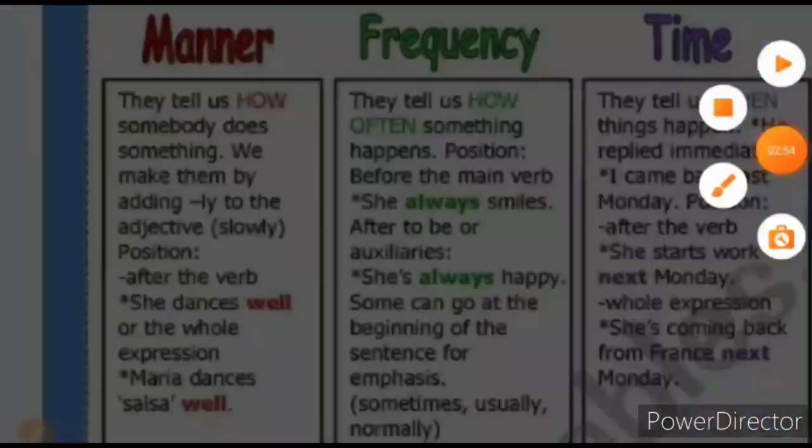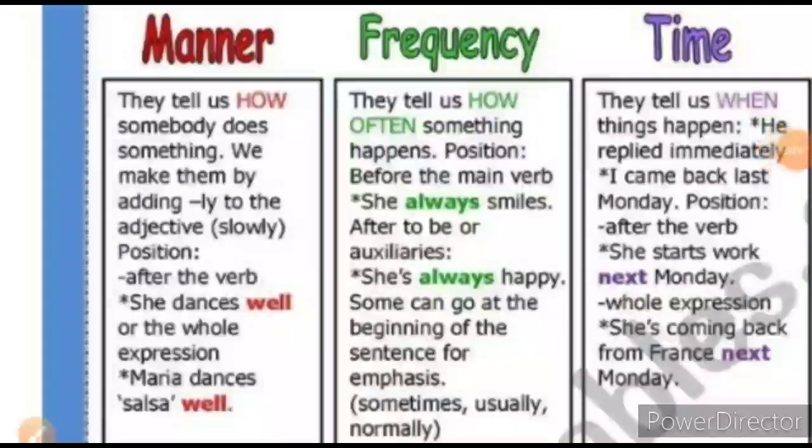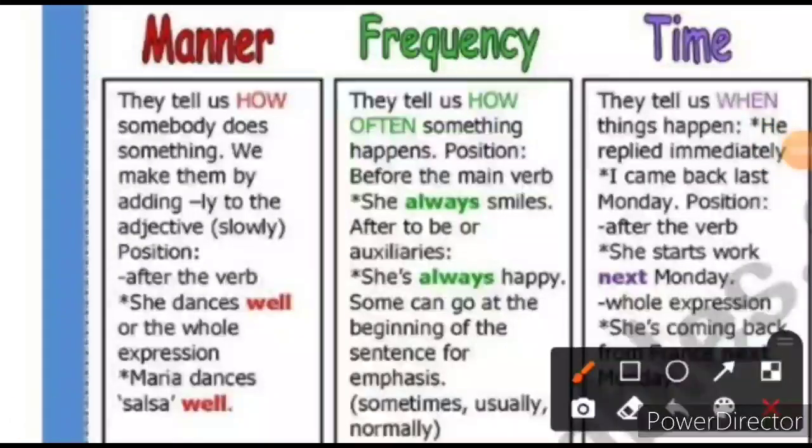Now let's see. Here we go. What is an adverb of manner? They tell us how somebody does something, in which manner. They are basically telling you in which manner something has been done. Now we make them by adding ly. The most common thing we do with the adverb of manner is that we add ly to an adjective, for example, slowly. But not all adverbs of manner are made by adding ly. So keep this in your mind.